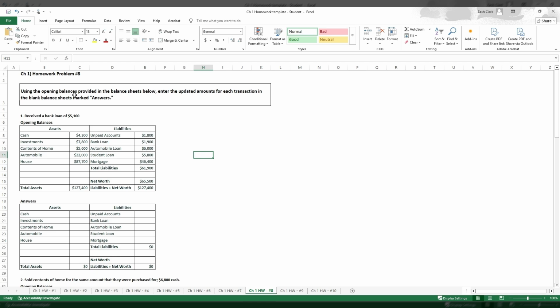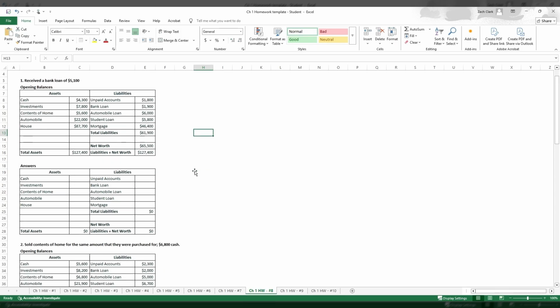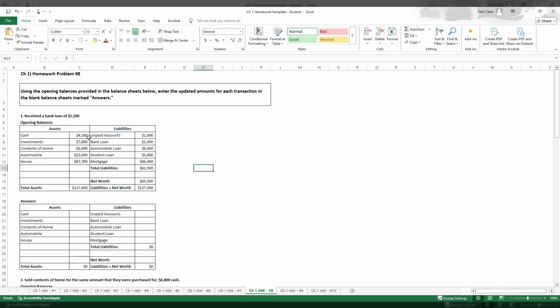So now we're going to use the opening balance as provided, which is all this information, in a balance sheet format, as it says in the balance sheet below. And we're going to enter updated amounts after the transactions occur that it tells us into the answer spot, or it's going to be the after this receipt of a bank loan, for instance, what changes in terms of assets, liabilities, and net worth. Okay, so we've got a starting point here, and then we are going to consider the receipt of a bank loan.